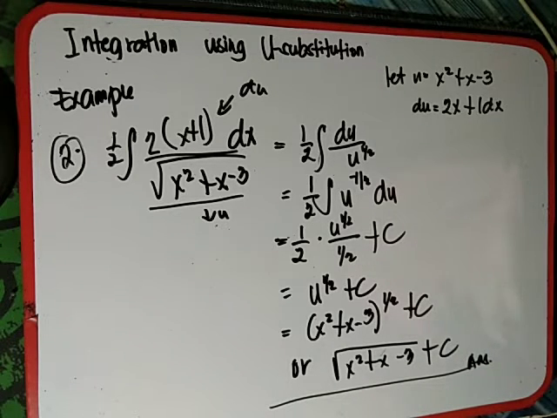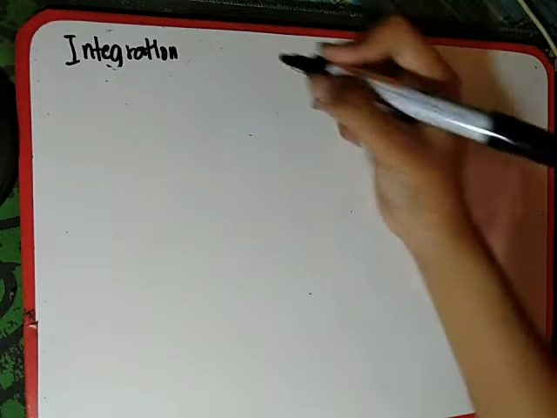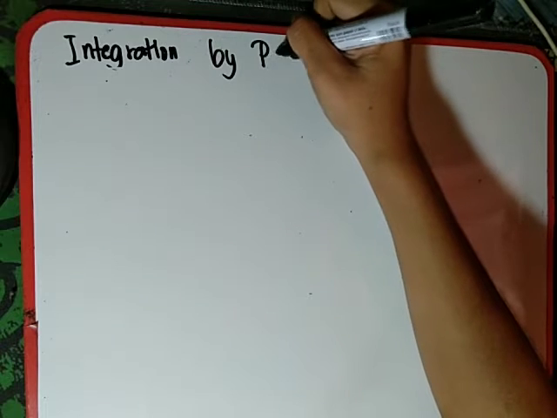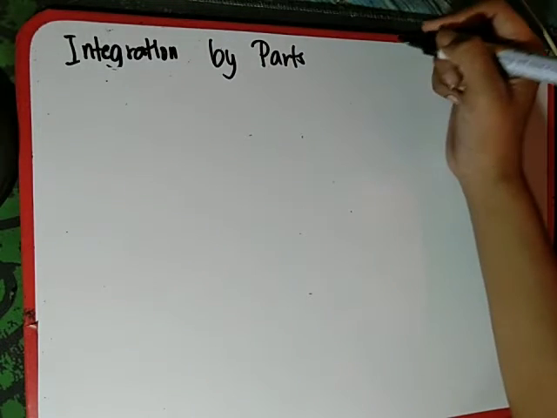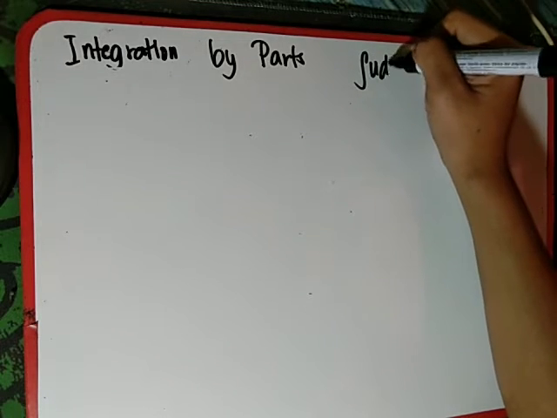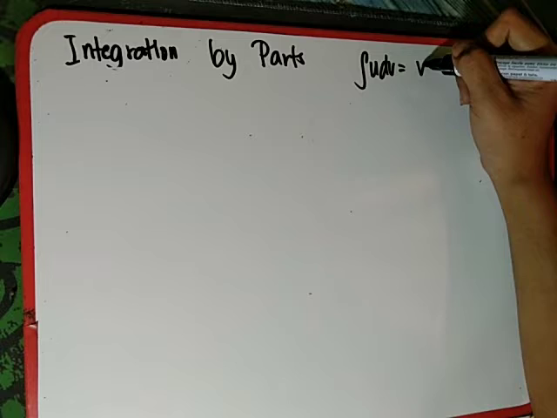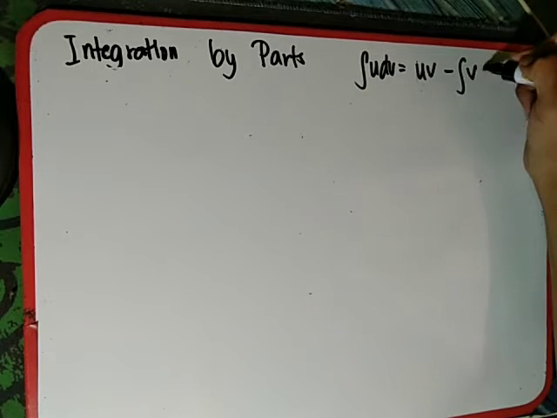So let's move on to our next topic, which is integration by parts. Our objective in this topic is to learn and understand integration by parts. We have the formula for integration by parts: the integral of u dv is equal to uv minus the integral of v du.